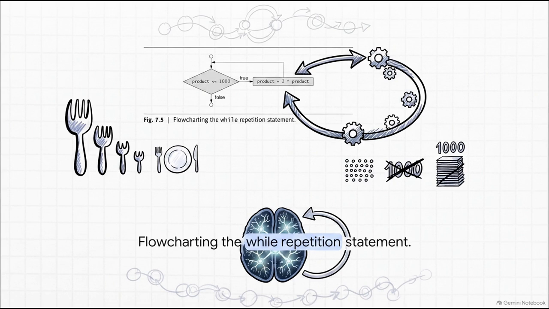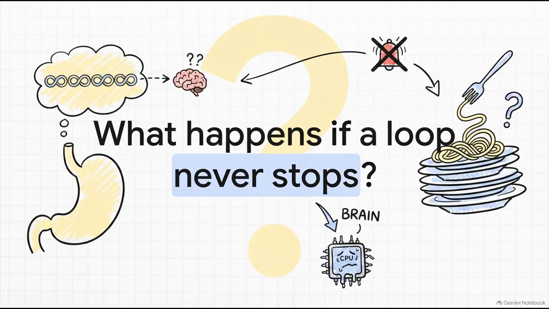If true, it does some math and then loops right back up to ask the exact same question. It's like telling yourself, while I'm still hungry, take another bite. The action just loops automatically as long as the condition remains true. But, this is where things can go horribly wrong. Think about that hungry analogy for a second. What happens if your stomach never actually sends the signal to your brain that you're full?